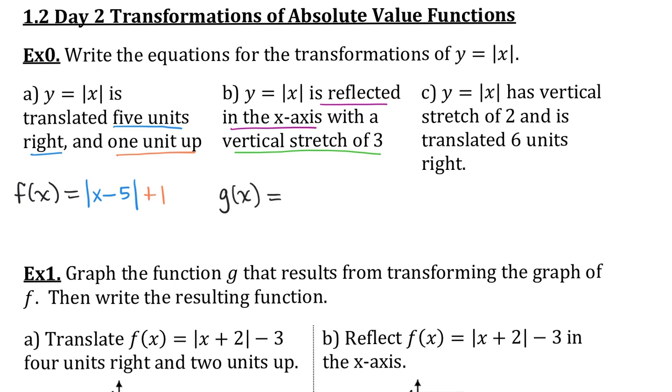Okay, reflected in the x-axis means the y values are changing to negative, so let's put it negative. It's vertical stretch of 3, so the y's are multiplying by 3, and then we are doing this to the absolute value of x function.